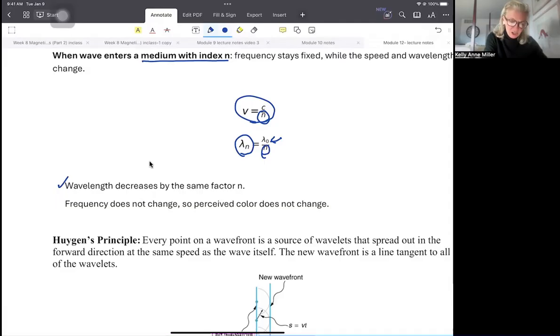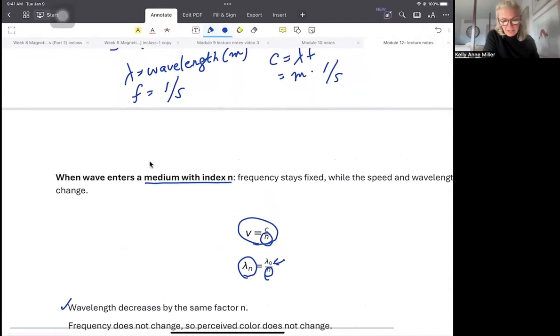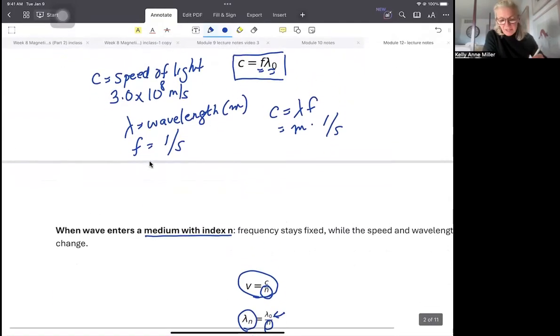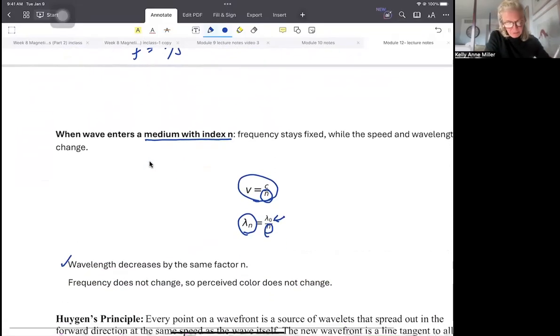Frequency does not change. So that's why when light goes into water, it doesn't change color, because what determines the color is the frequency. And so the frequency doesn't change. Like in this relationship back here, c equals lambda times f. So let me write this here. c equals lambda f. This is basically in a vacuum.